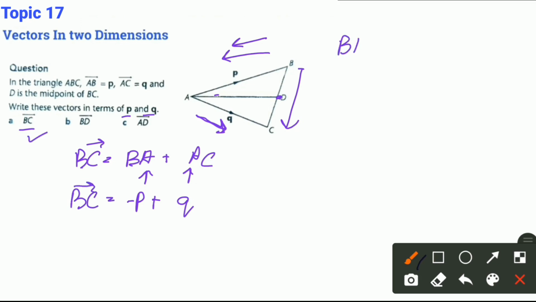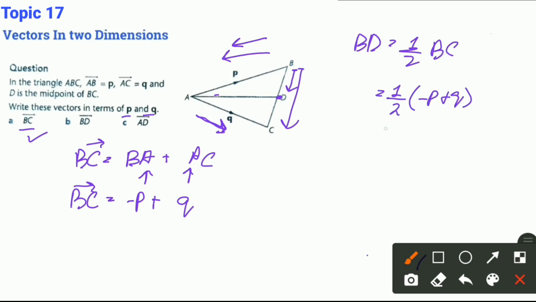Now we need to find BD. Since we know that D is the midpoint of BC, BD is equal to 1 upon 2 BC. So 1 upon 2 of minus P plus Q, and there you go, this is the answer. BD is done.